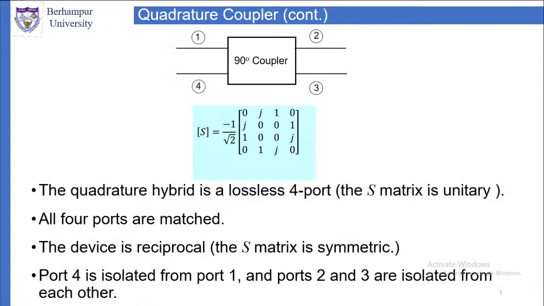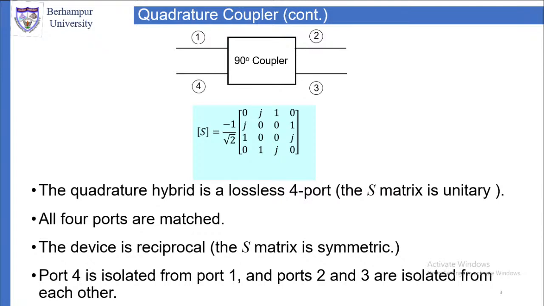Now let us come to what is meant by a quadrature coupler and how it works. This quadrature coupler is a 4-port device. At one of the ports we give the input. The output will be at 2 other ports. The 4th port will always be isolated. There will be nothing at the 4th port, or the 4th port will be matched. So the quadrature coupler is a lossless 4-port device.